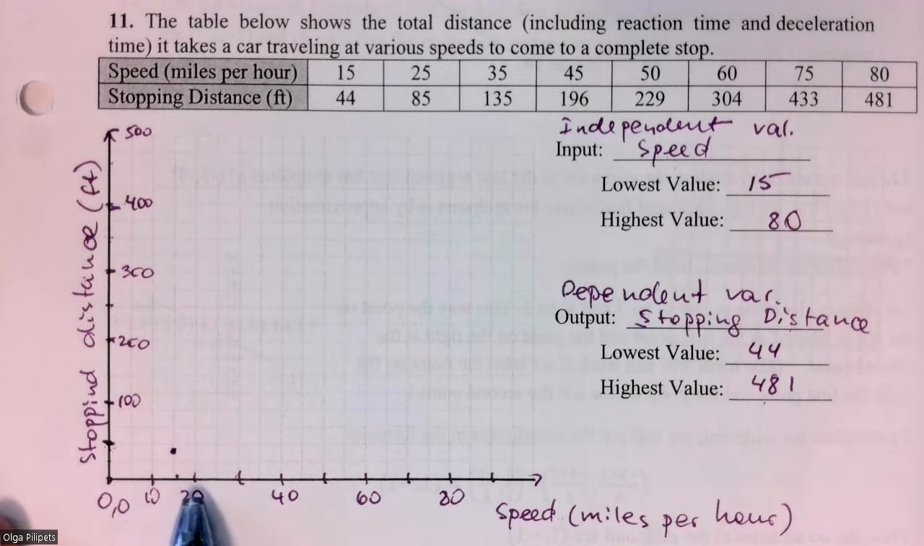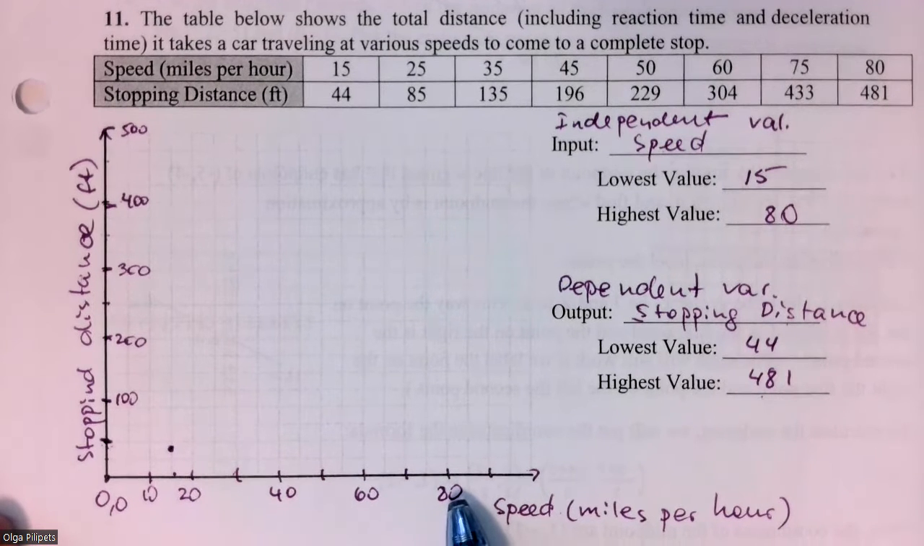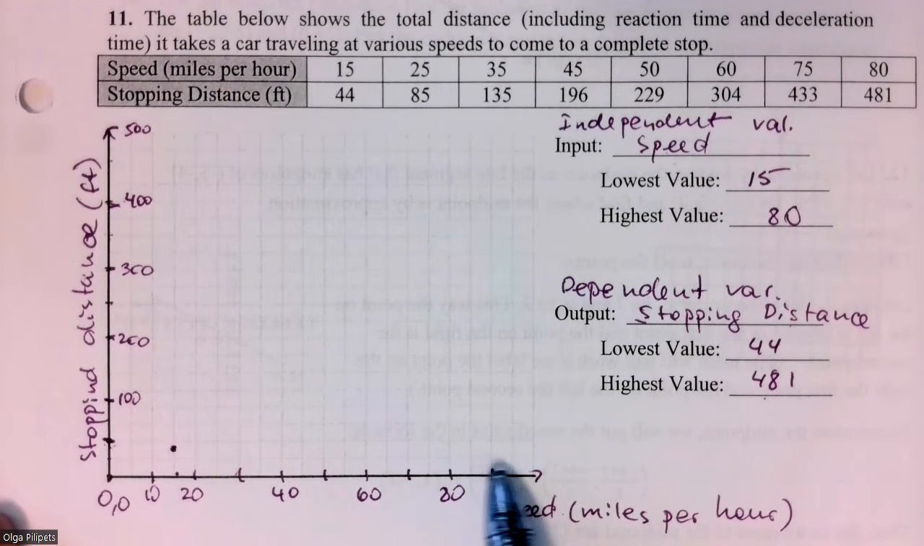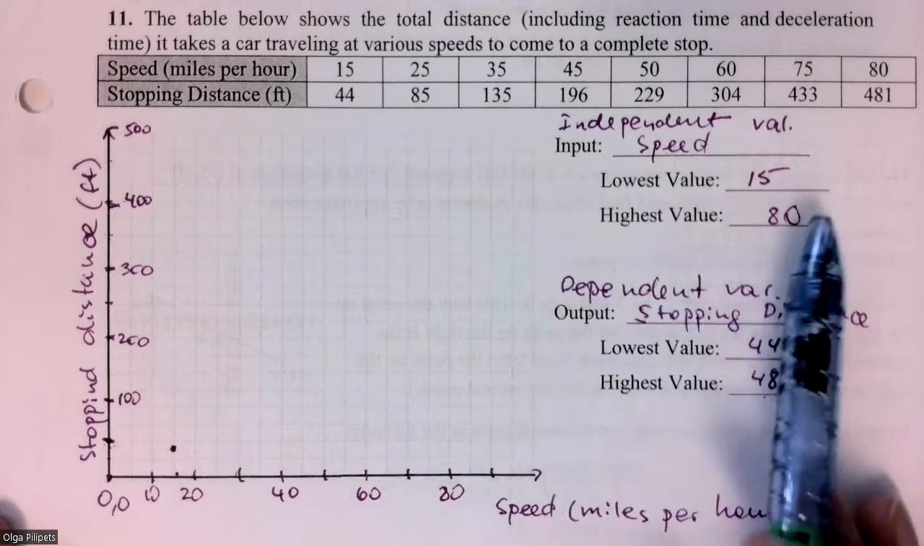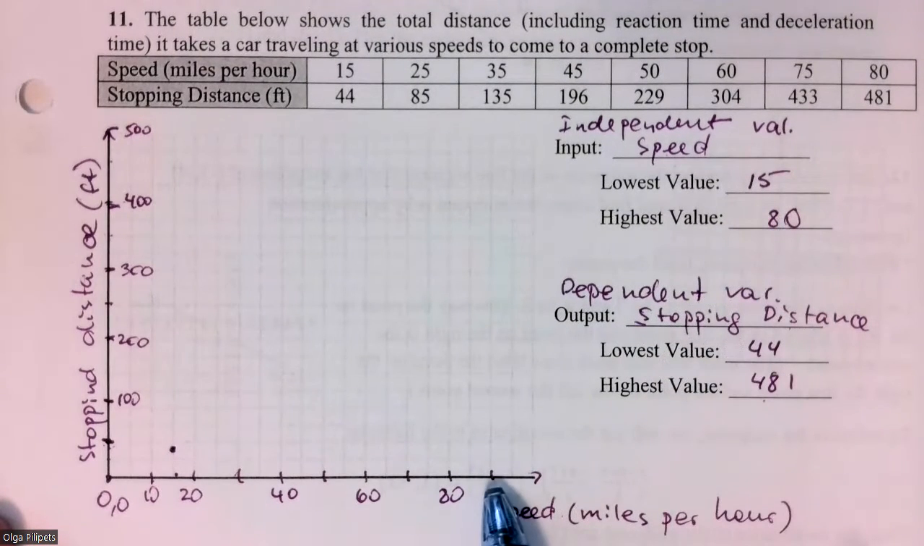So I have 10, 20, 30, 40, 50, 60, and so forth. And 80 is my highest value. I do have some room here for 90, but that's about it. So I stopped a little bit above 80.